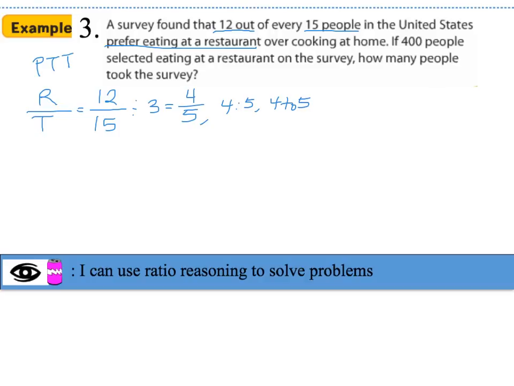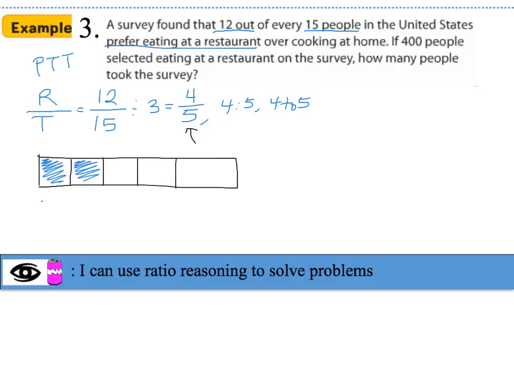So since I know that this is a part to total ratio, I'm going to go ahead and draw one large box and divide that into 5 sections because that was the total amount in my reduced fraction. Then I'm going to go ahead and label or color 4 of them because 4 out of the 5 represented people who selected that their preference was eating at a restaurant. So I'm going to group these 4 and call it restaurant.